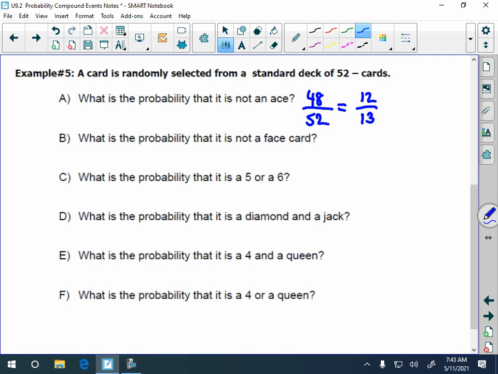B, what's the probability that the card is not a face card? Not a face card, so we know there's 12 cards that are face cards. So we're going to take our total, 52, and subtract off the 12 we don't want, 40 out of 52. So 10/13.